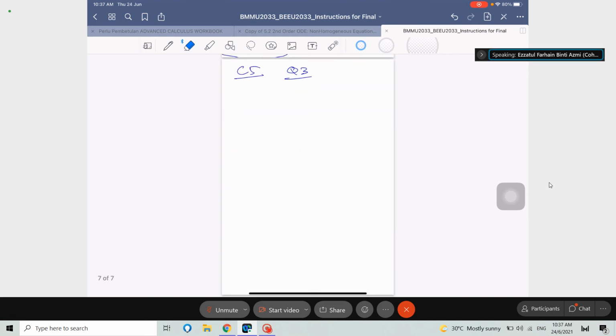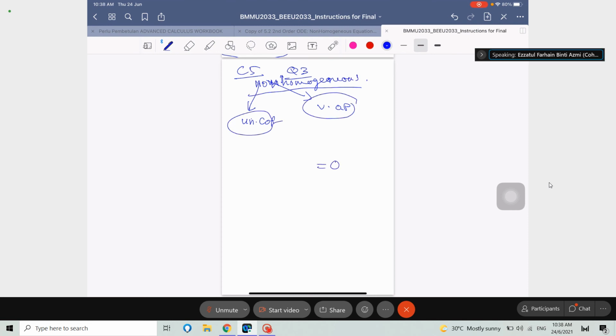Okay. Chapter 5, question number 3, of course, there will be one for undetermined coefficients, and another one will be variation of parameters, which is non-homogeneous. Homogeneous is simple. Homogeneous is the one that equals 0, right? It's in this method and this method as well.